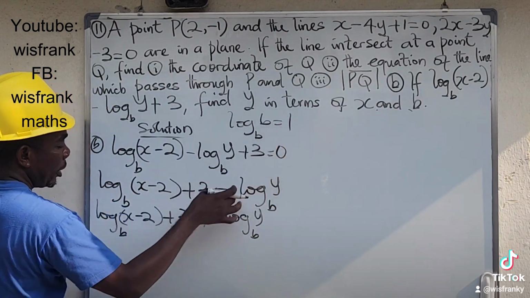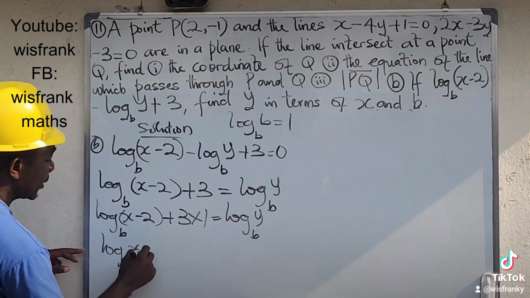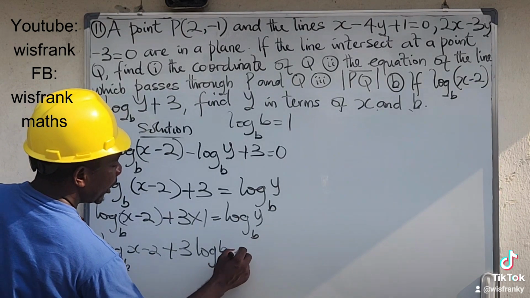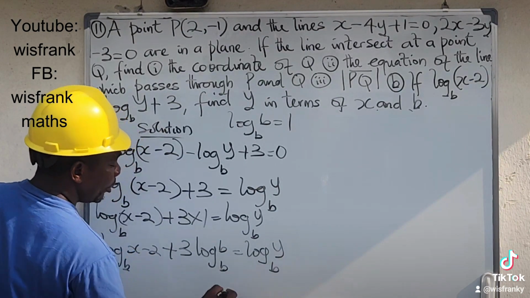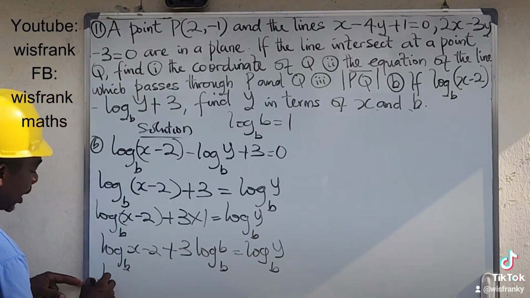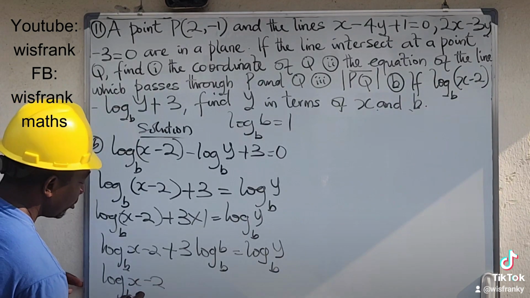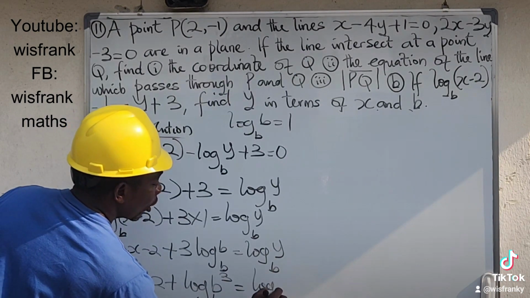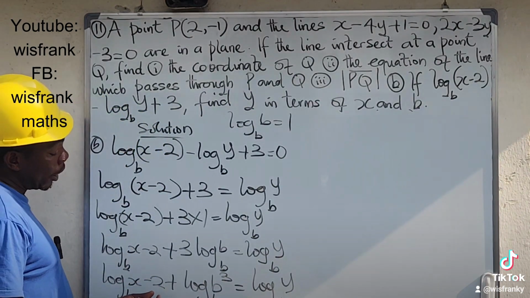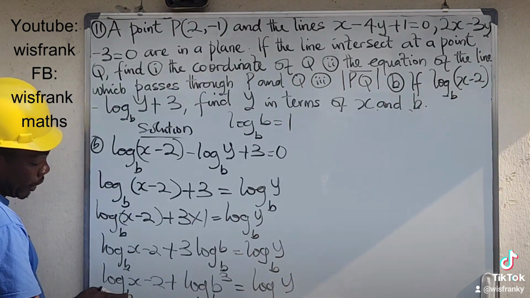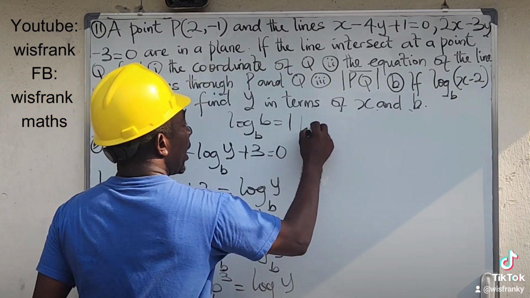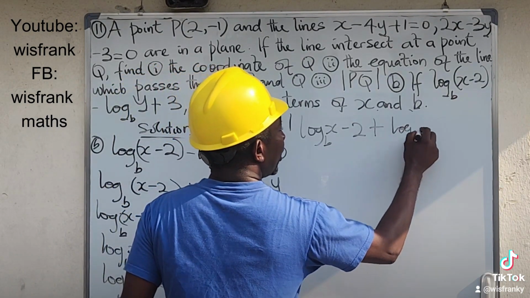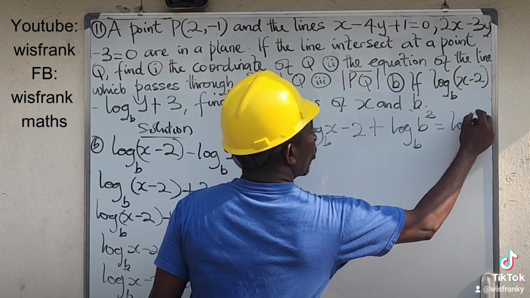So we are going to substitute this into where we have this. So we have log of x minus 2 base b, plus 3 log b base b, equals log y base b. So here 3 can go here. So we have log of x minus 2 base b, plus log of b raised to the power of 3 base b, equals log y base b. So here, by the law of logarithms, we can bring these together. Let's rewrite this so that we understand what we are doing.